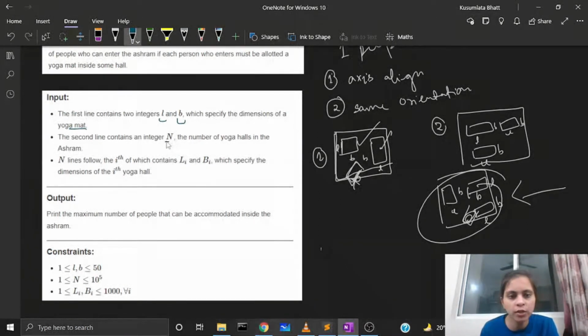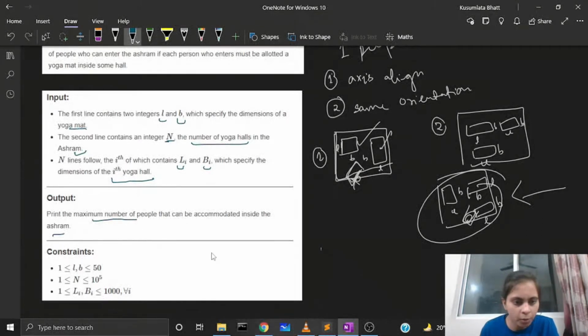The second line is going to contain an integer n, which is going to give us the number of yoga halls we have in the ashram. And then n lines will follow, the ith line of which will contain Li and Bi, which is going to specify the dimensions of the ith yoga hall. Now for the output, we have to print the maximum number of people that can be accommodated inside the ashram.